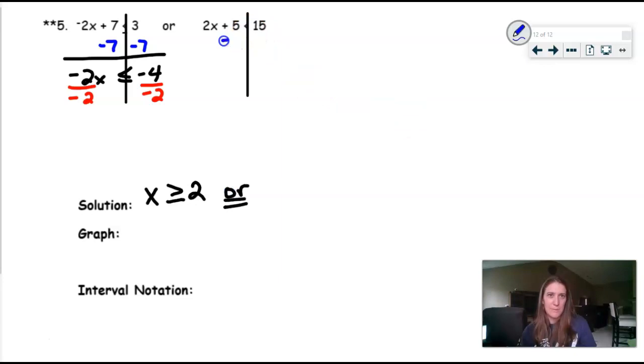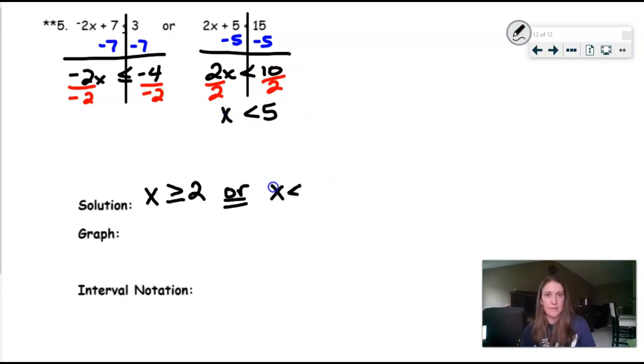And let's go ahead and solve this one. All right, so subtract 5 from both sides. 2x is less than 10. And then dividing both sides by 2, x is less than 5. Why did I write it there? It goes down here. I guess I'll go ahead and write this one here. Confuse my kids later, huh?